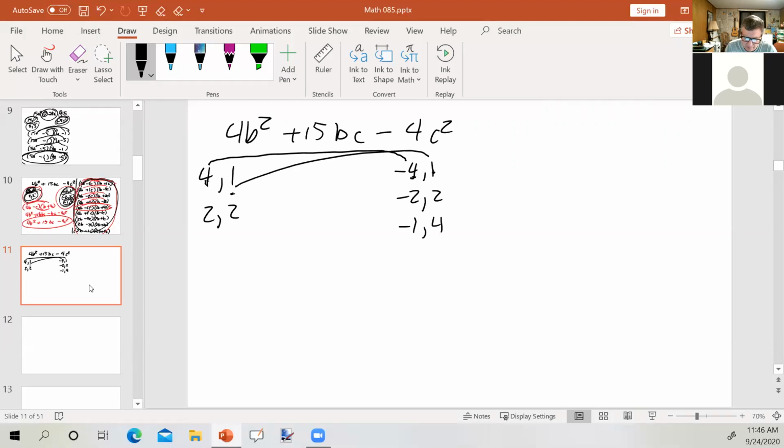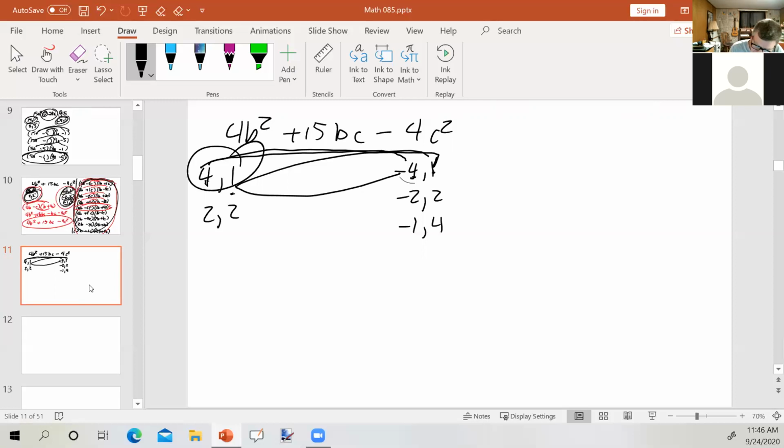Okay, now I got the right number but the wrong sign. But now I've got to switch them around. I've got to take the 4 times the 1 and the 1 times the negative 4. 4 times 1 is 4. 1 times negative 4 is negative 4. 4 plus negative 4 is 0, not 16.